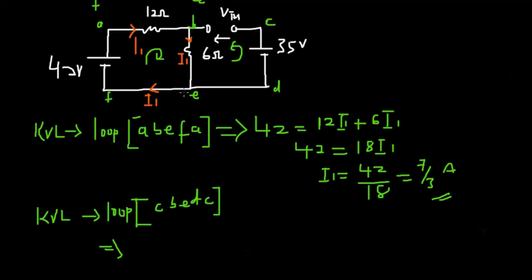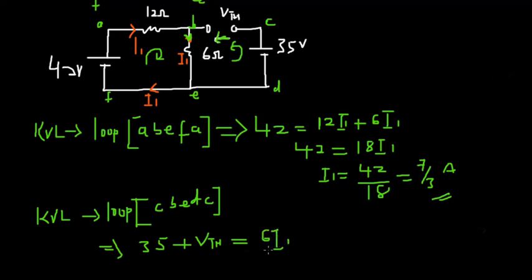So we have 35. Okay, 35, and then VTH is also moving in the same direction. So we have plus VTH, and then equal to what? We have our 6I, because it's also moving in the same direction, this direction of the loop.